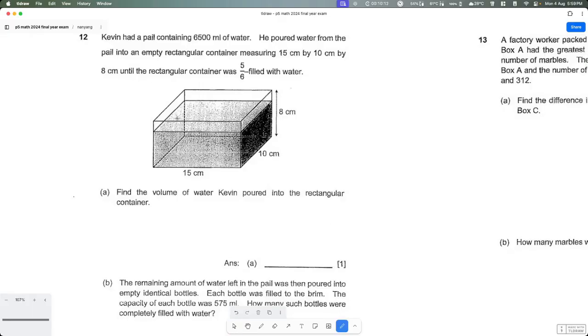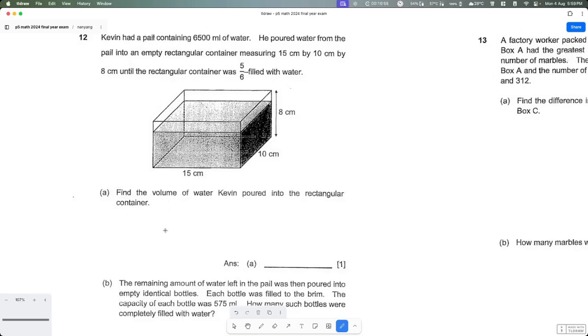Question 12. Kevin had a pail containing 6,500 milliliters of water. He poured water from the pail into an empty rectangular container measuring 15 by 10 by 8 centimeters, and it was filled 5/6 with water. Part A: find the volume of water Kevin poured into the rectangular container.